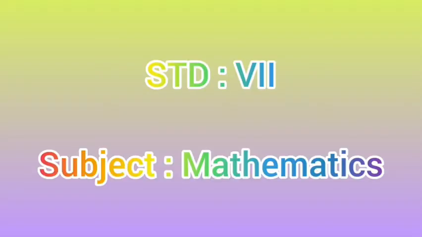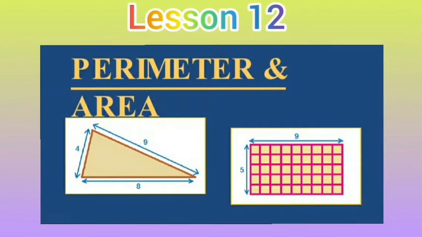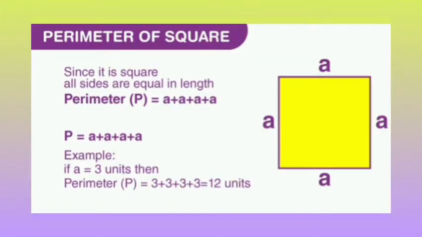Standard 7, Subject Mathematics, Lesson number 12, Perimeter and Area. Now we will start with perimeter of a square. First tell me student, what is meant by a square? Yes, all the sides are equal in length, hence it is called a square.